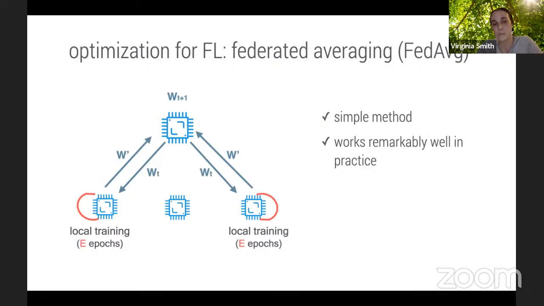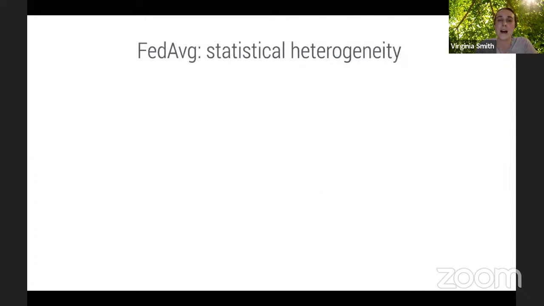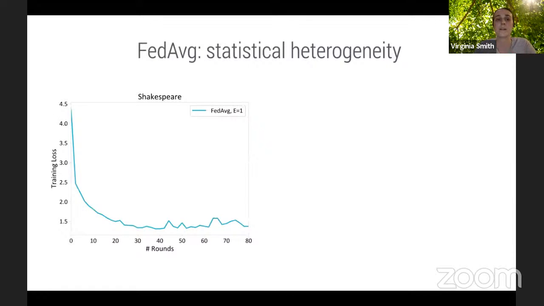But one issue specific to this problem of heterogeneity is that the convergence can really be hurt when you're running this method in heterogeneous settings. What specifically do I mean by that? This is just one example looking at the performance of federated averaging on this popular Shakespeare benchmark. What I'm showing in this plot, similar to many of the plots you'll see today, is the number of communication rounds on the x-axis and the training loss on the y-axis. We want to ideally reduce the training loss very quickly in terms of the number of communication rounds.